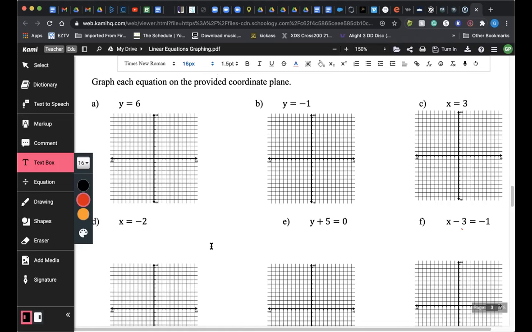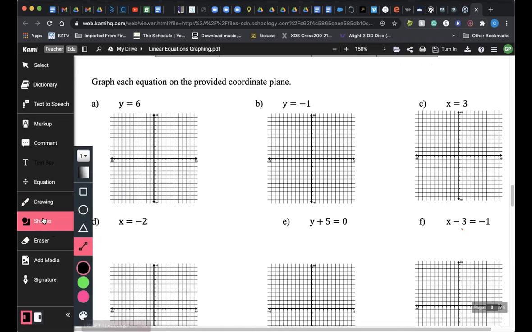All right, so we have a couple of examples that we're going to graph using this idea. So this first graph is y equals 6. Is that going to be a horizontal line or a vertical line? Horizontal. Good. 1, 2, 3, 4, 5, 6. So we're going to make a horizontal line at y equals 6. I'm just going to count up to 6. 1, 2, 3, 4, 5, 6. And it's going to draw a line straight across.